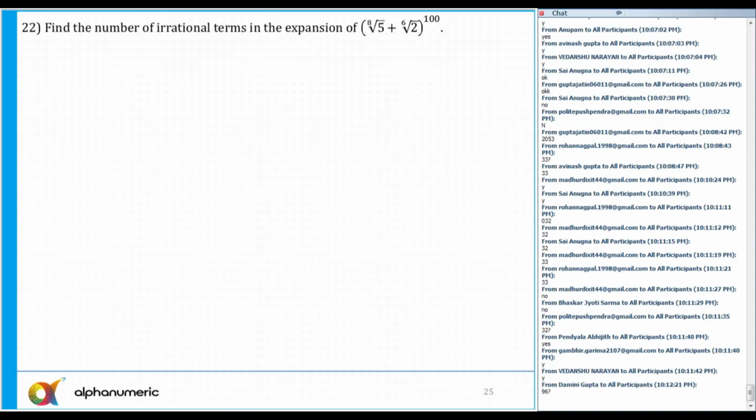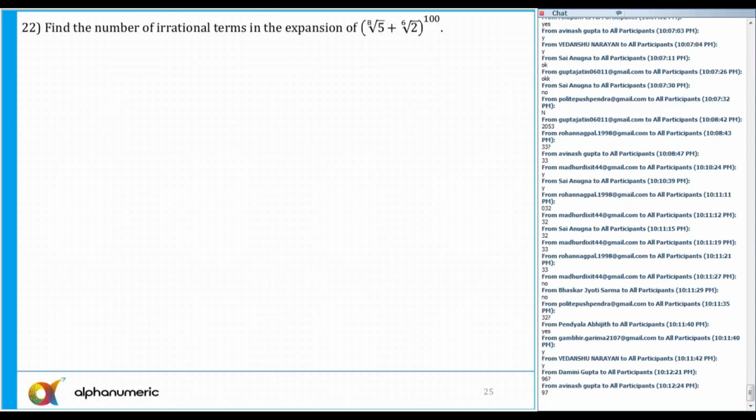Now I need to find out the irrational terms. So first of all, find out how many terms are rational. Let me do it the way we have done the multinomial. The general term will be k into 5 raised to power 1 by 8 raised to a, into 2 raised to power 1 by 6 raised to power b. So which means k into 5 raised to power a by 8, into 2 raised to power b by 6. Is that clear to all of you?